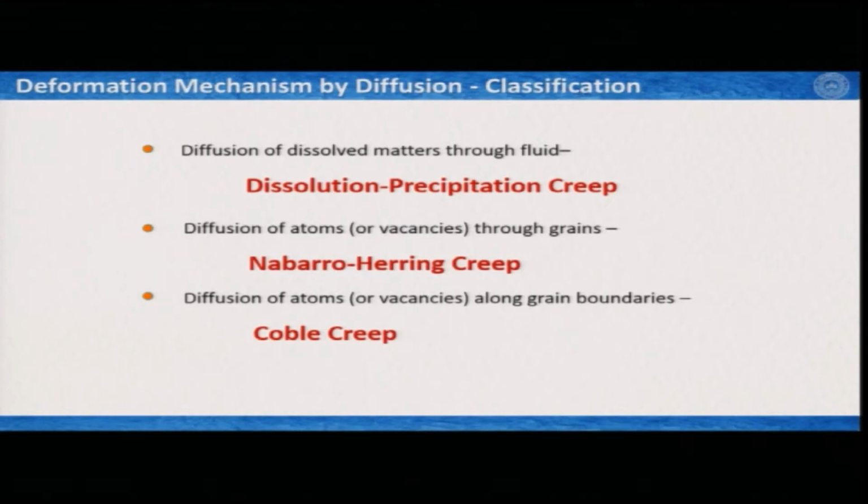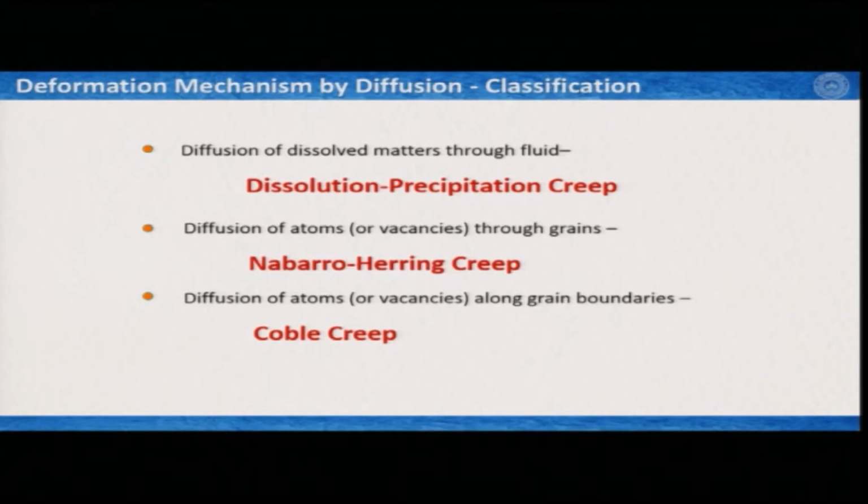Then there is diffusion of atoms or vacancies through grains. When that happens, we call it Nabarro-Herring creep. And if the diffusion of atoms or vacancies happens along the grain boundaries, then this is known as Coble creep. We will take them one after another. First, we will look at dissolution precipitation creep, then Nabarro-Herring creep, and then Coble creep.